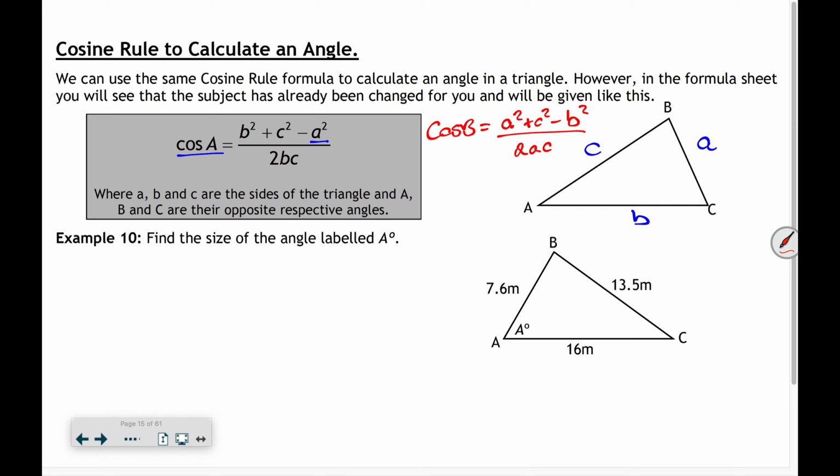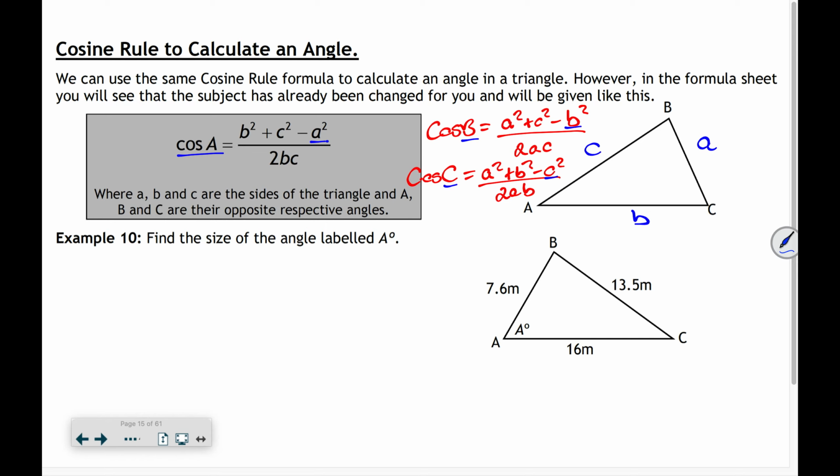In the same way, if I was to deal with finding the size of angle C, and I said cos C, that would be equal to a squared plus b squared minus c squared all over 2ab. Again, just paying attention to where angle C and side C are. And this one where angle B and side B are.